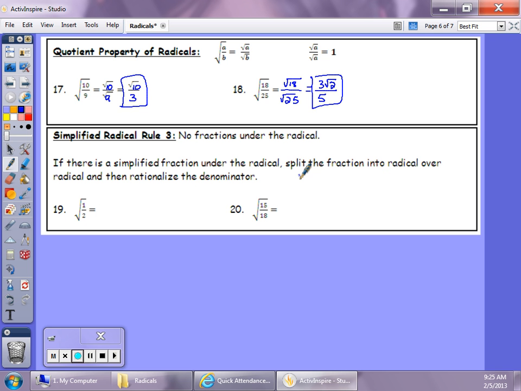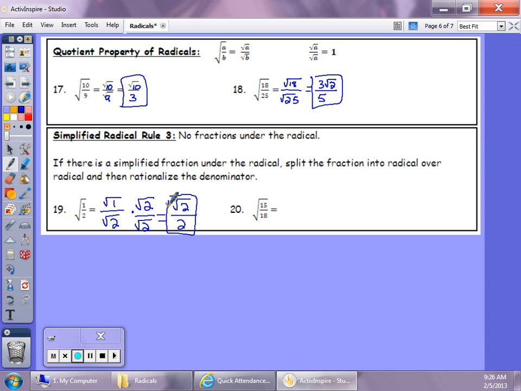So for 19, we're going to start off by using the quotient property of radicals. We're going to turn this into root 1 over root 2. Since root 2 is simplified and it's still a radical in the denominator, we're going to rationalize the denominator by multiplying both the numerator and denominator by root 2. So root 1 times root 2 is root 2. And then root 2 times root 2 is root 4, and the square root of 4 is 2.